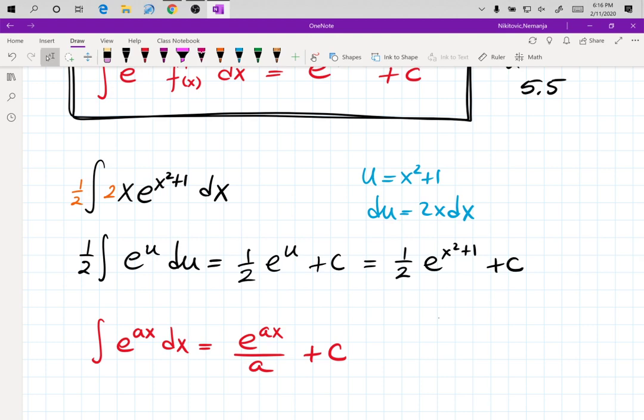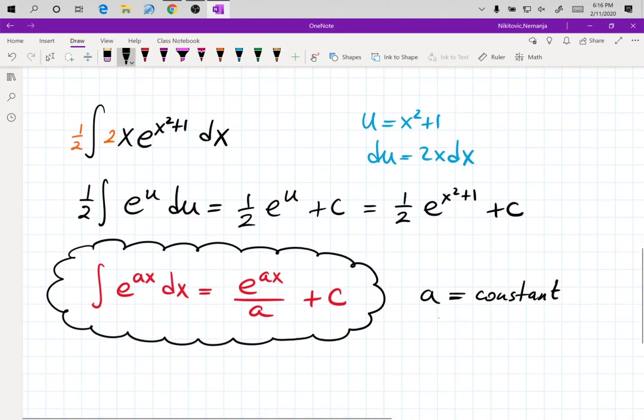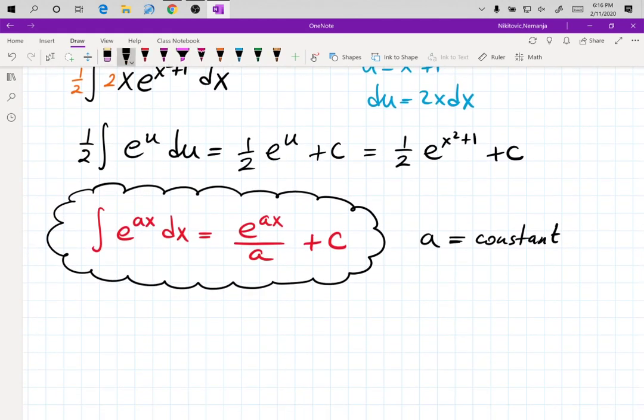This formula falls under the formula with f of x, but it's so easy to remember that you really don't have to, right? So you're going to have a lot of these as well. e to the 3x, e to the 6x, and stuff like that. Put that one on the cloud. A is a constant. And such is life.